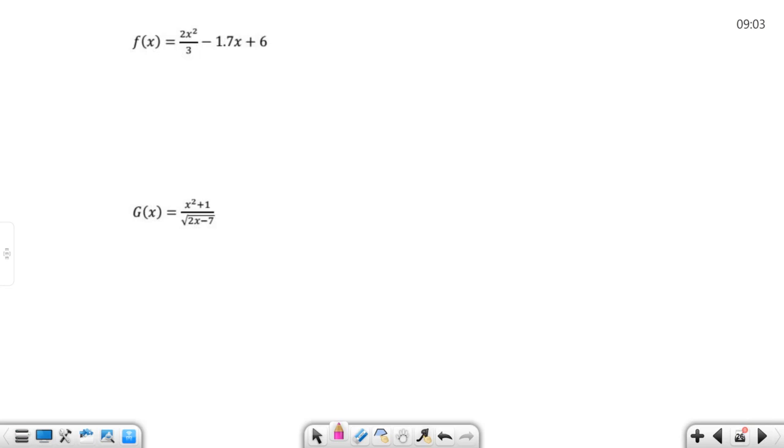So f of x equals 2x squared over 3 minus 1.7x plus 6. I have a fraction, but are there any x's in the bottom? No. I have a decimal, but it's not a coefficient of x. Remember, it's the powers of x that matter. This thing is a polynomial, okay? Because the powers of x are whole numbers: 0, 1, 2, 3, 4, 5. No negatives, no fractions, which would be radicals. So guess what? The domain of f is all real numbers.